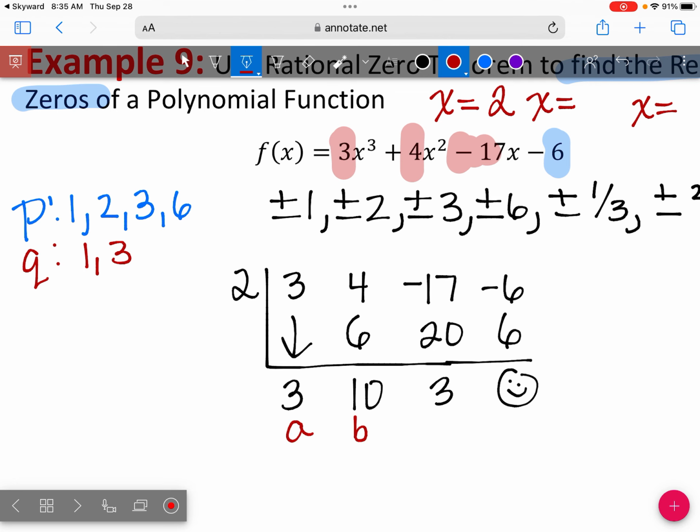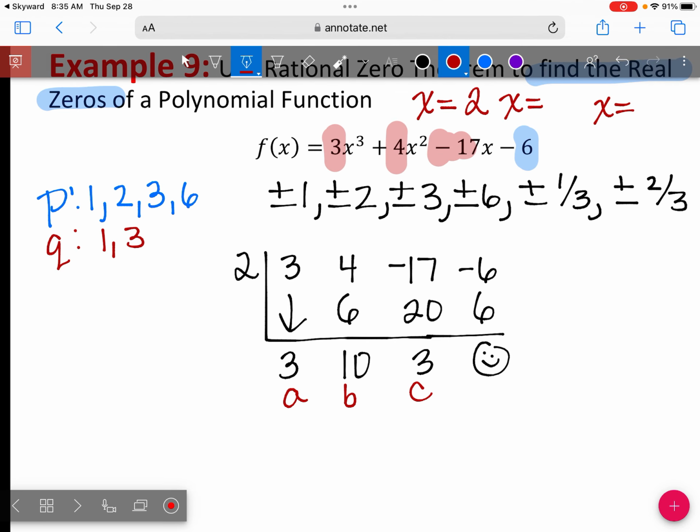That's A, B, and C. So this represents 3x squared plus 10x plus c. Go ahead and factor that down. I did not mean to put c. Plus 3. That is my quadratic that we have to factor.